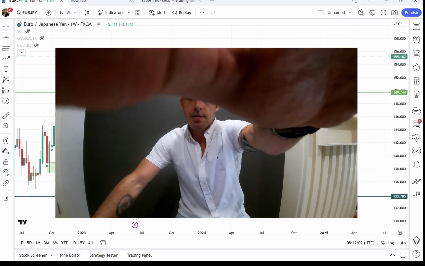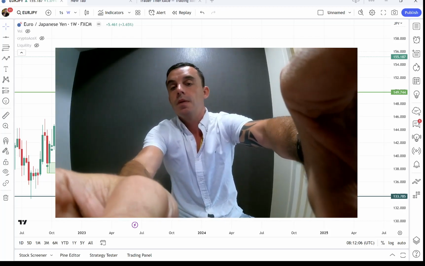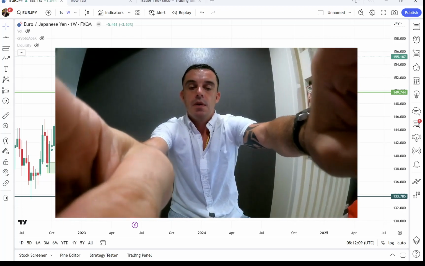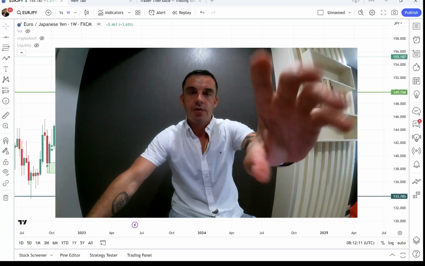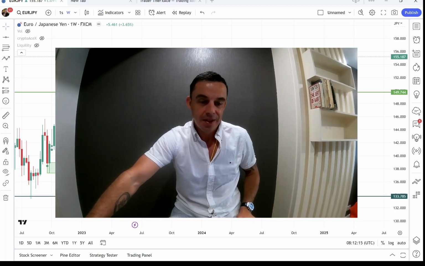Yeah, just let me fix this camera here. Okay, so I've just got myself a new GoPro camera for shooting these videos. So just trying to get it all set up.